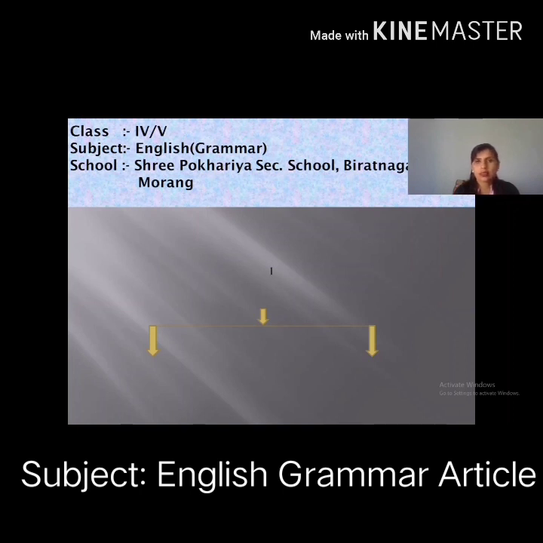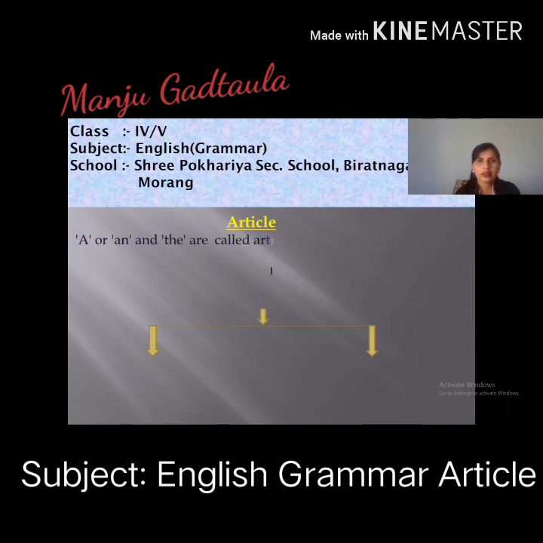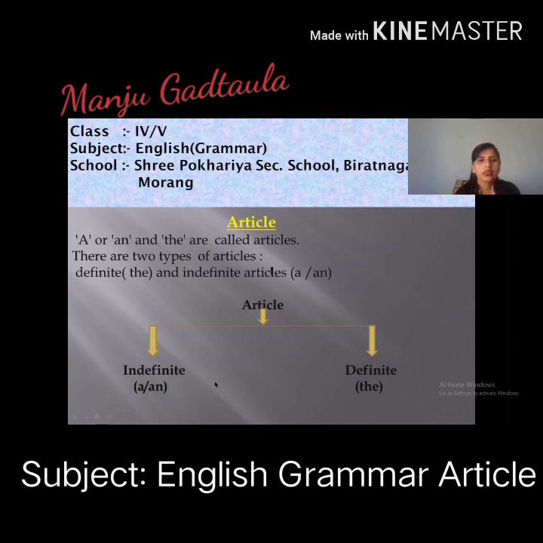Today's lesson is a, an, and the. A, an, and the are called articles. There are two types of articles, definite and indefinite. Look at the diagram. A and an are called indefinite articles and the is called the definite article. Now we are going to learn how to use a or an before a given word.